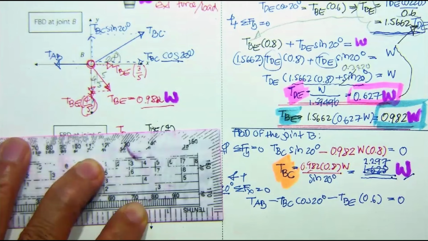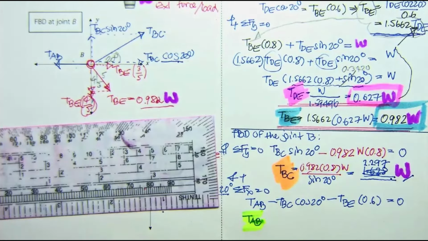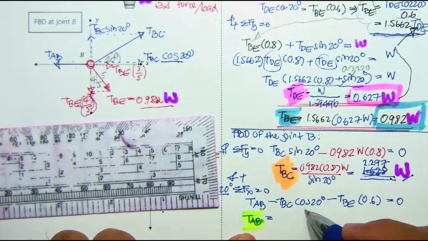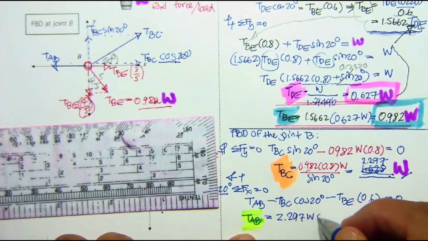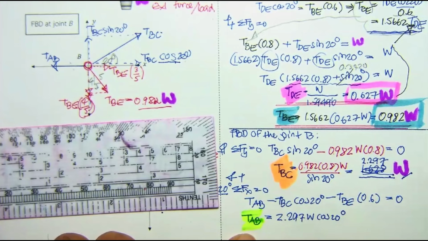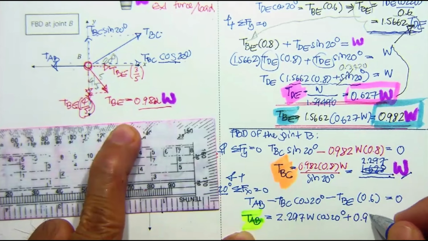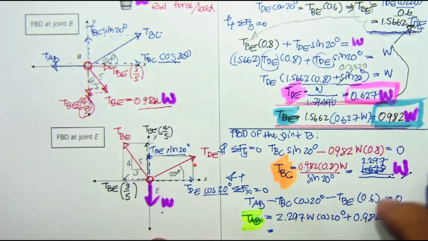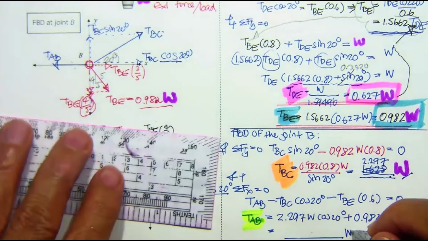We are looking at P sub AB, the yellow. Take what we have previously, P sub BC equal to 2.297 W cosine 20 degree. P sub BE, this is plus 0.982 and 0.6. Okay, put everything into your calculator. You will get this one in W. What did you get?